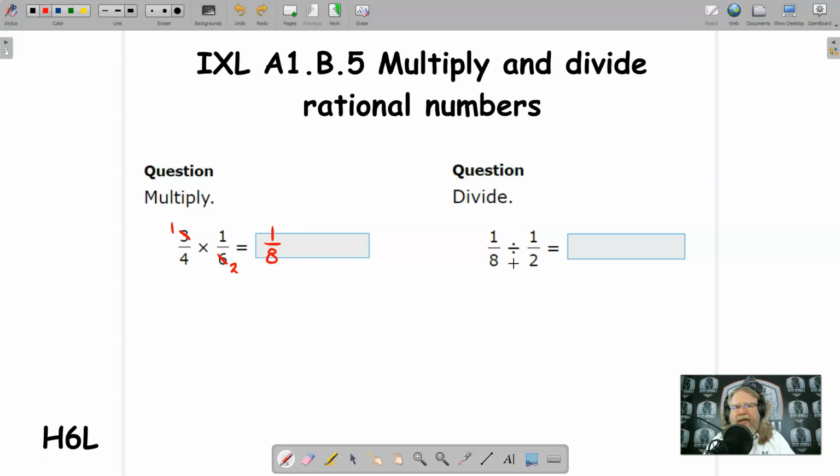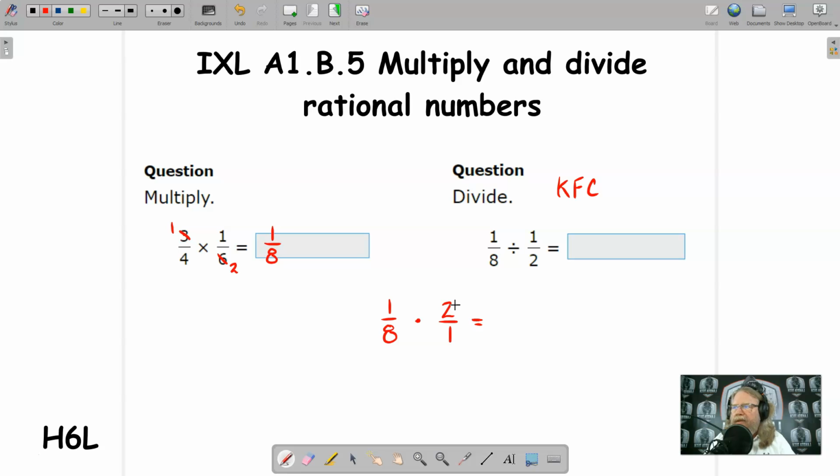Now, what about dividing fractions? Well, some of you might be thinking, oh, I know that. That's keep, flip, change, right? We're going to keep the first fraction the same. We're going to flip the second fraction. And we're going to change the sign. So let's go ahead and rewrite this problem. Let's keep the first fraction, 1 over 8. Let's flip the second, 2 over 1. And let's change the sign from division to multiplication. And we're going to use a dot for multiplication.